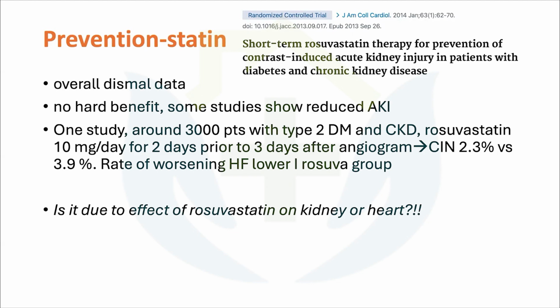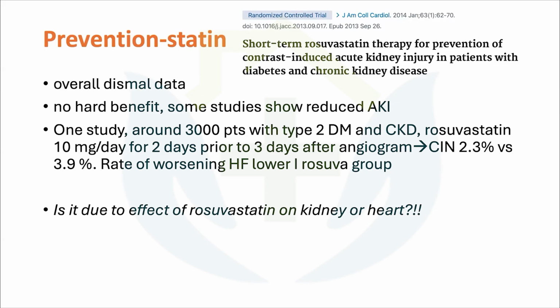Now, coming to other preventive strategies, one is use of statins. There has been some data which show that short-term use of rosuvastatin has been shown to have preventive effects on AKI in patients with diabetes and chronic kidney disease. Again, the overall and cumulative data doesn't show much of a benefit. In one positive trial, around 3,000 patients using rosuvastatin 10 mg 2 days prior and usually 3 days afterwards were associated with lower risk of AKI.